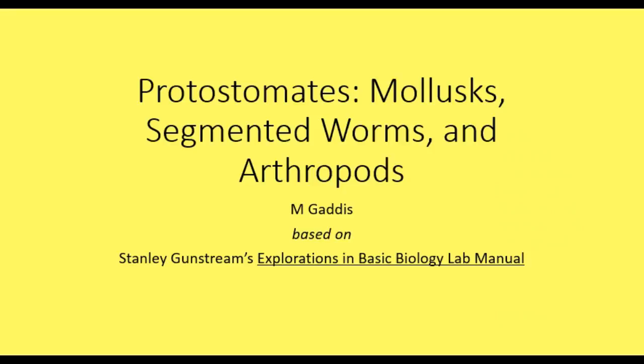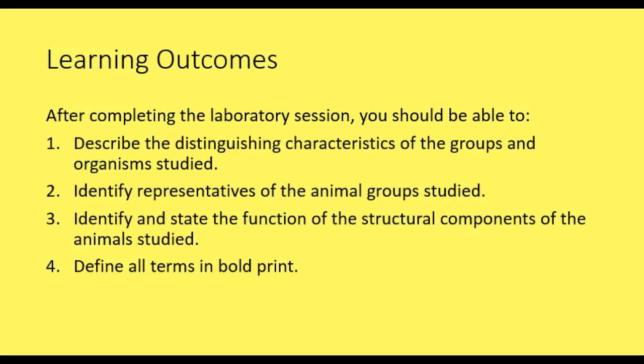Protostomes, mollusks, segmented worms, and arthropods. After completing the laboratory session, you should be able to describe the distinguishing characteristics of the groups and organisms studied, identify representatives of the animal groups studied, identify and state the function of the structural components of the animals studied, and define all the terms in bold print.